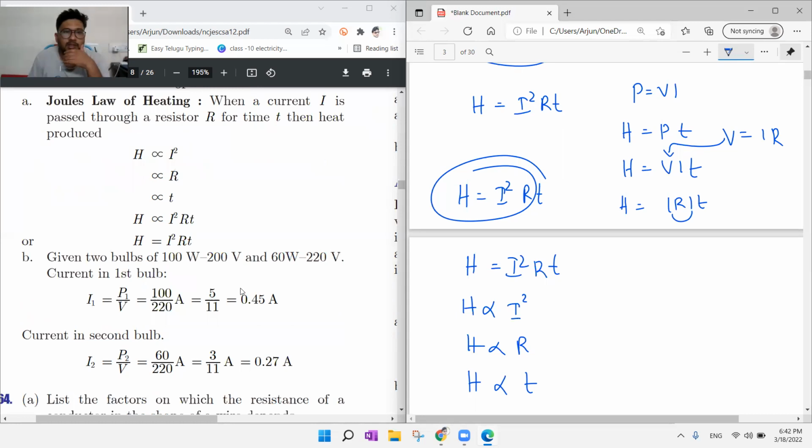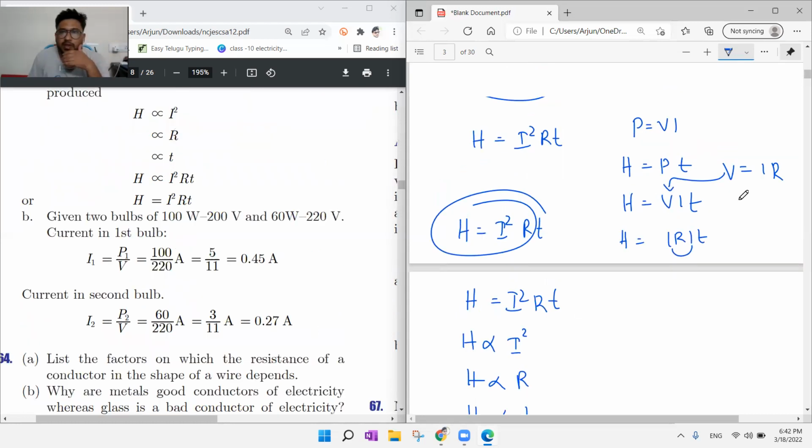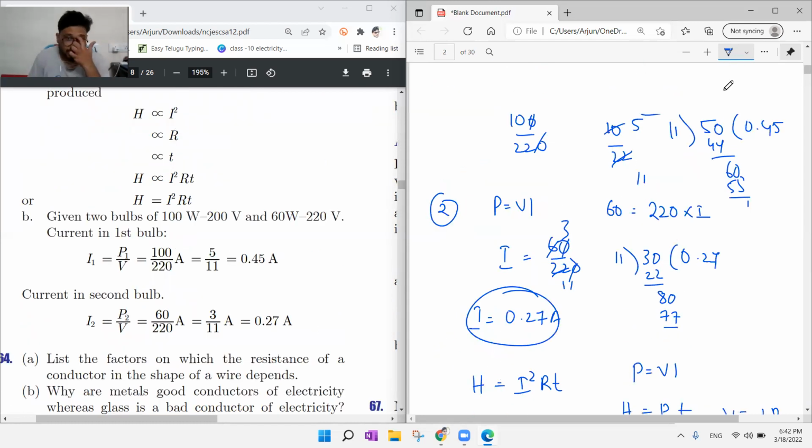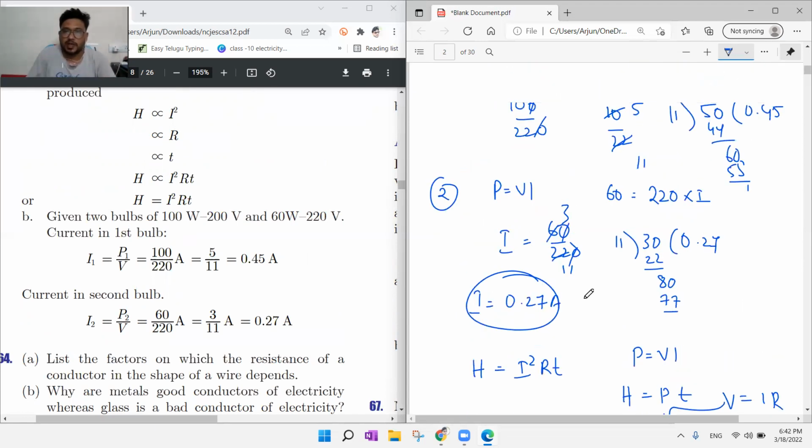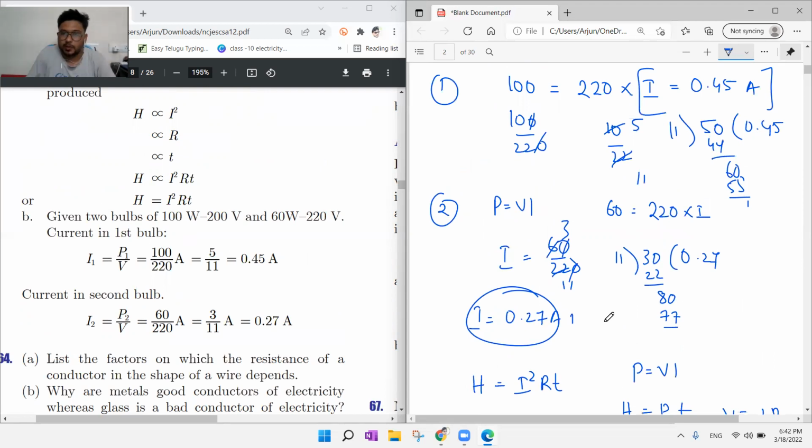And here, if you observe 0.45 and 0.27, which we got as answers: 0.45 for the first bulb, 0.27 for the second bulb. After solving this numerical, definitely write I is equal to 0.27 amp, because for writing this value there is half mark and for writing the unit half mark. Like that you need to solve that question.